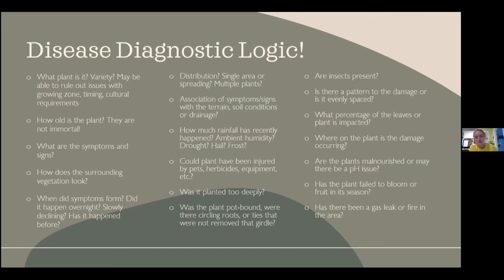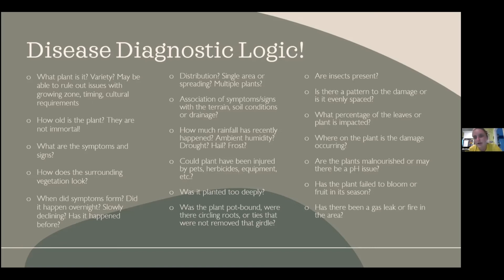But in the case of trees, especially, if they're planted much too deeply, that can invite a lot of rot coming into that tissue that's not supposed to make contact with the soil, and it can open it up to a lot of pathogens. Was the plant pot bound when you planted it? So were there circulating roots or ties that maybe weren't removed? If it were tied to a stake or something like that, and then it grew and that tie or that chain or that wire cut into the plant, that can indicate conditions where disease might take advantage of that.